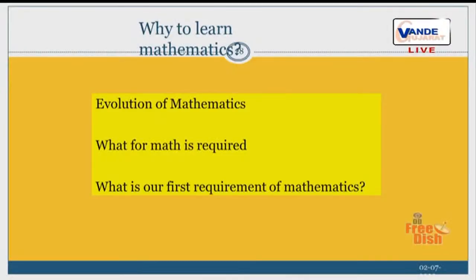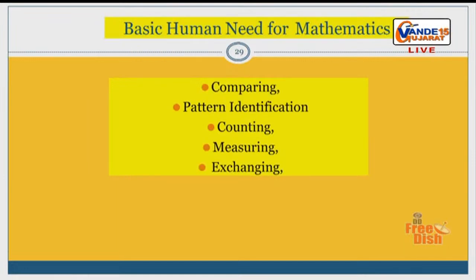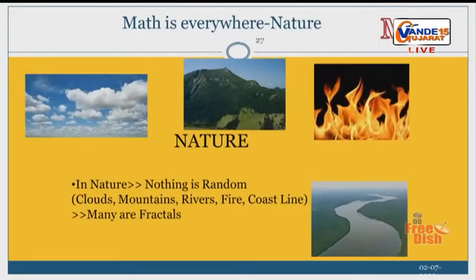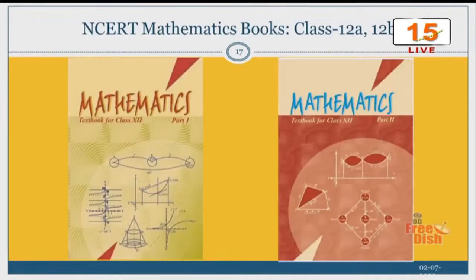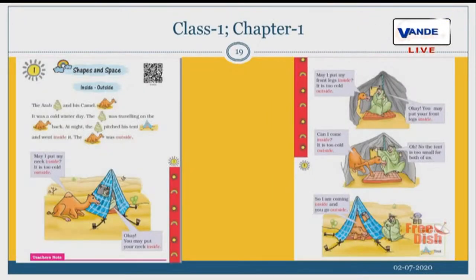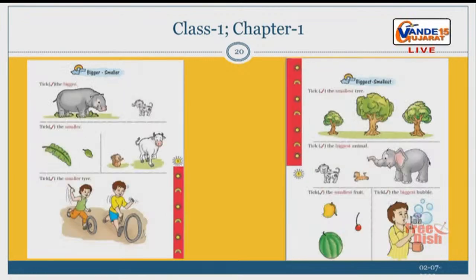So here the question comes: evolution of mathematics. Why should we start by learning how mathematics evolved, what mathematics is required for, and what is our first requirement of mathematics? These are the pertinent questions, and if anybody can answer this from this picture, what is being taught in this, then their learning of mathematics will be very easy. The shield is shown here in this chapter.